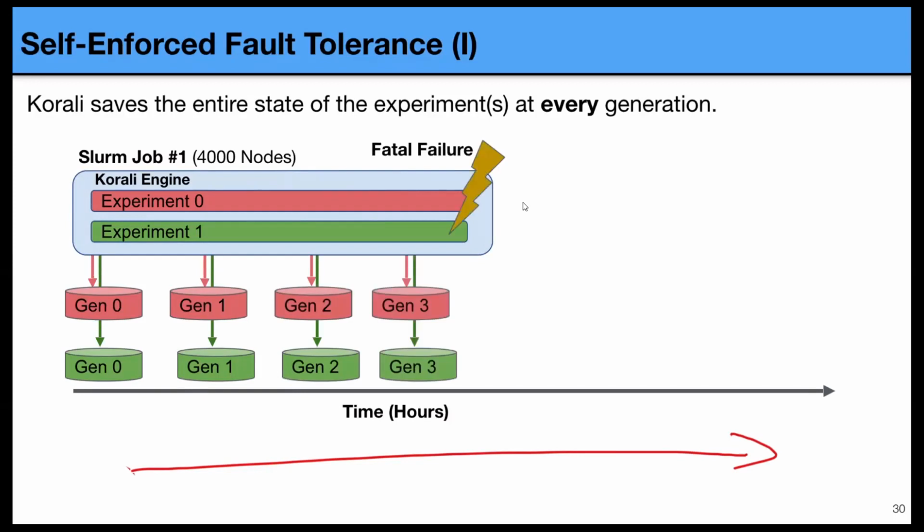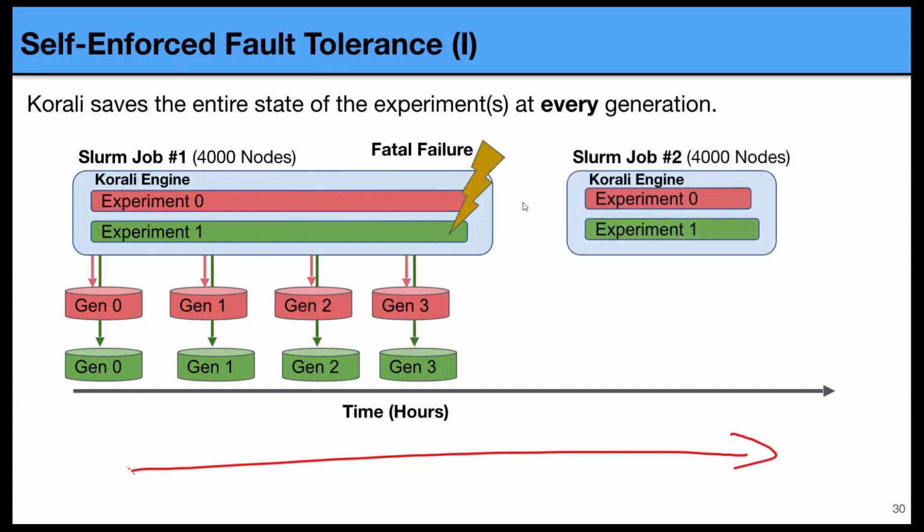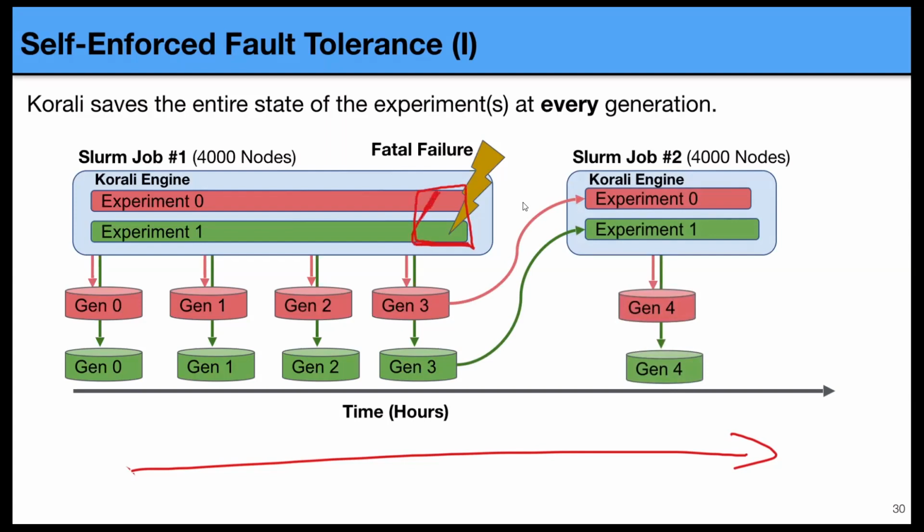And suppose at some point a fatal failure happens, out of your control, in the middle of generation 4. What you can do is relaunch the experiment, or rather the application that contains multiple experiments or just one. Under your instructions, Korali will take whatever it was before as the starting point, such that you only lost the amount of computing time for generation 4. When you restart, you start from the same point you have set here, and then you get the results for generation 4. And then you can continue going.